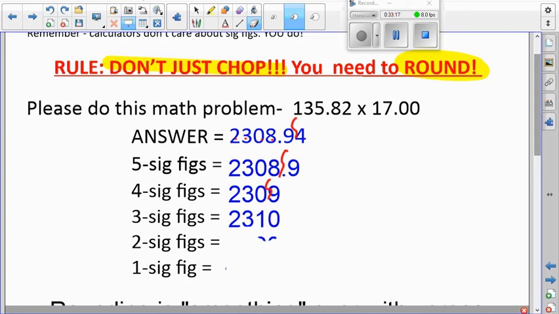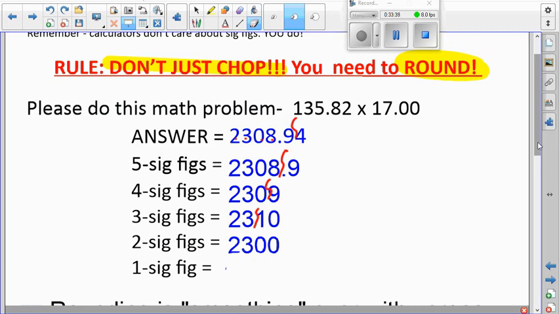But Mr. P, didn't you add a sig fig? Wait, no, that's not an added sig fig, right? As long as we don't put the decimal, it's still 3 sig figs, we're fine. For 2 sig figs here, we'd have to round after this 3. Does the 3 round up or down? Down. And so we have 2,300. Again, the size of the number isn't really changing.